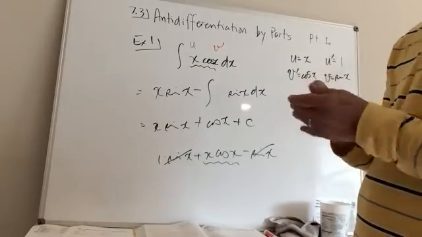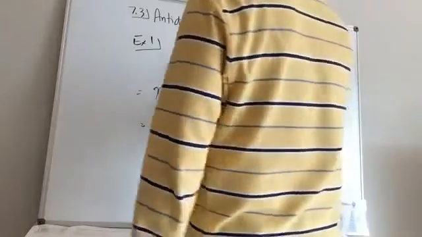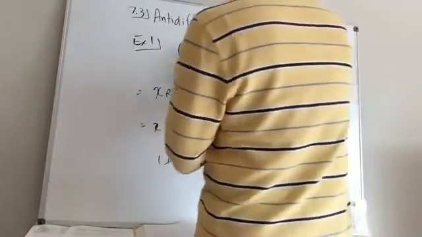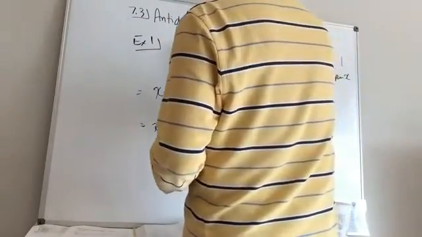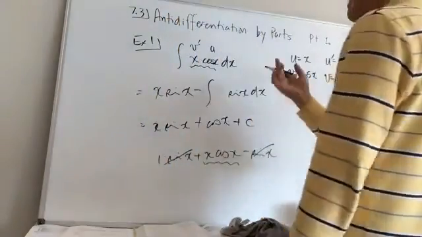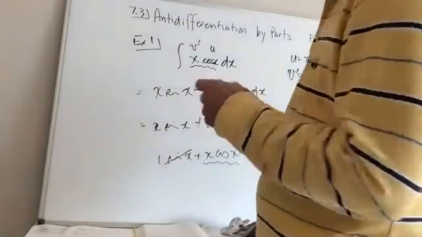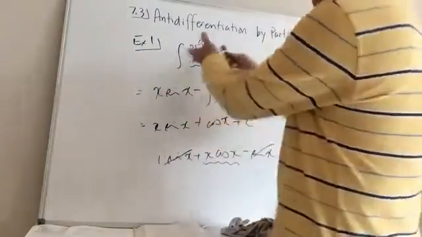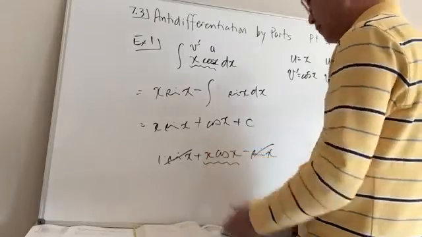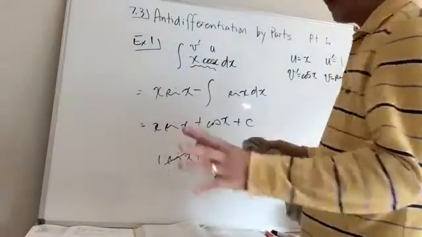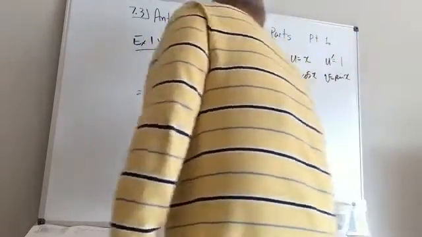So what could have gone wrong here? The worst that could have happened is if I take this the wrong way. If I call this guy u and this guy v prime, it would not work. So it's a 50-50 type of thing. You can try it one way, and if it doesn't work, you just do it the other way. Are we good so far? All right, let's move on to the next one.